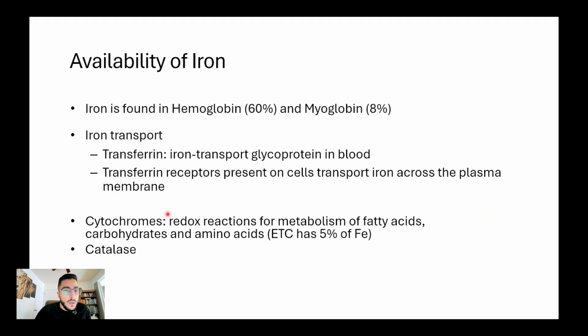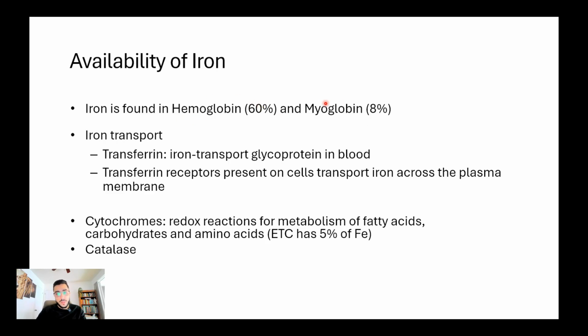Okay, so there are two types of iron available, in terms of biologically relevant iron. For oxygen transport, you have iron found in the form of hemoglobin, and this is basically 60% of the iron in your body. And then you have iron in the form of myoglobin, which is similar to hemoglobin, and this is basically 8% of the total iron reserve of your noncirculating iron.